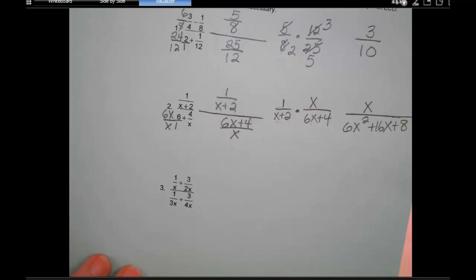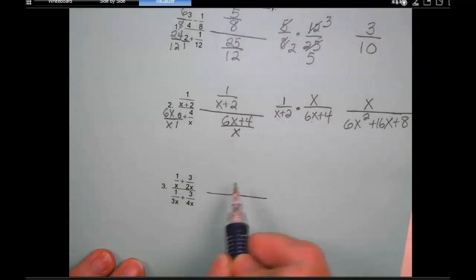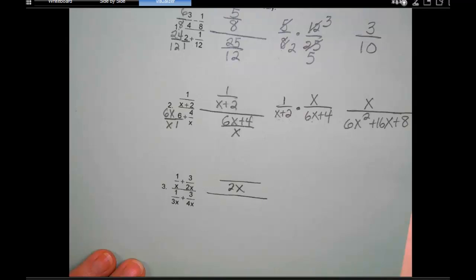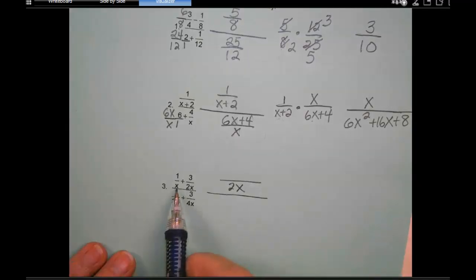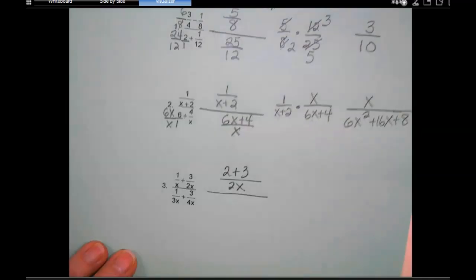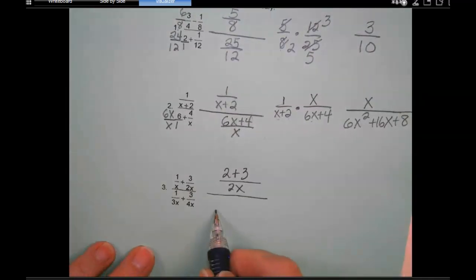Okay, for number 3, y'all, what would the common denominator on top be? 2x. So if I'm going to have 2x on the bottom, so on here, I only have an x. So what do I have to multiply it by? 2. So I'm going to get 2 plus 3 on top. Is that right? Yeah.